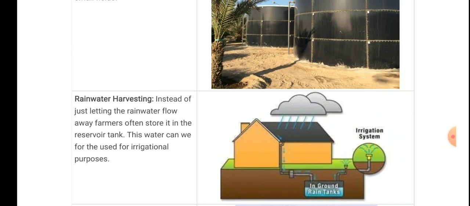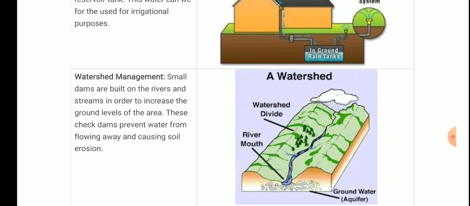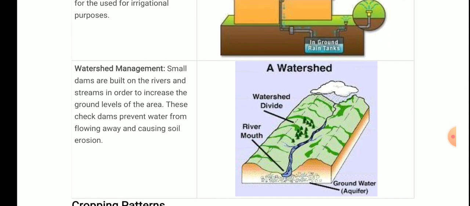Rainwater harvesting. This you have also studied in earlier classes. Instead of just letting the rainwater flow away, farmers often store it in a reservoir tank, and this water is then used for irrigational purposes. Next is watershed management. Small dams are built on rivers and streams in order to increase the ground water levels of the area. These check dams prevent water from flowing away and causing soil erosion.